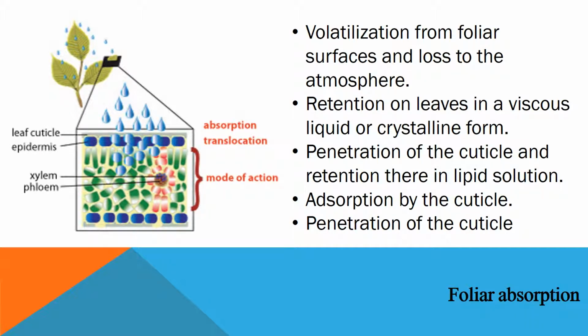There are 5 possible fates of herbicide applied to plant foliage listed here. The first one, the volatilization from foliar surfaces and loss to the atmosphere. The second one, the retention on leaves in a viscous liquid or crystalline form. The third one, the penetration of the cuticle and retention in lipid solution. Number 4 is absorption by the cuticle, and finally the number 5 is penetration of the cuticle.